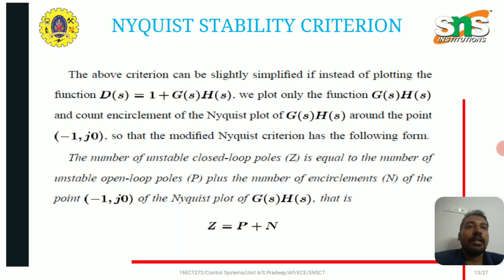The above criterion can be slightly simplified if, instead of plotting the function D(s) equal to 1 plus G(s)H(s), we plot only the function G(s)H(s) and count encirclements of the Nyquist plot G(s)H(s) around the point -1 + j0.